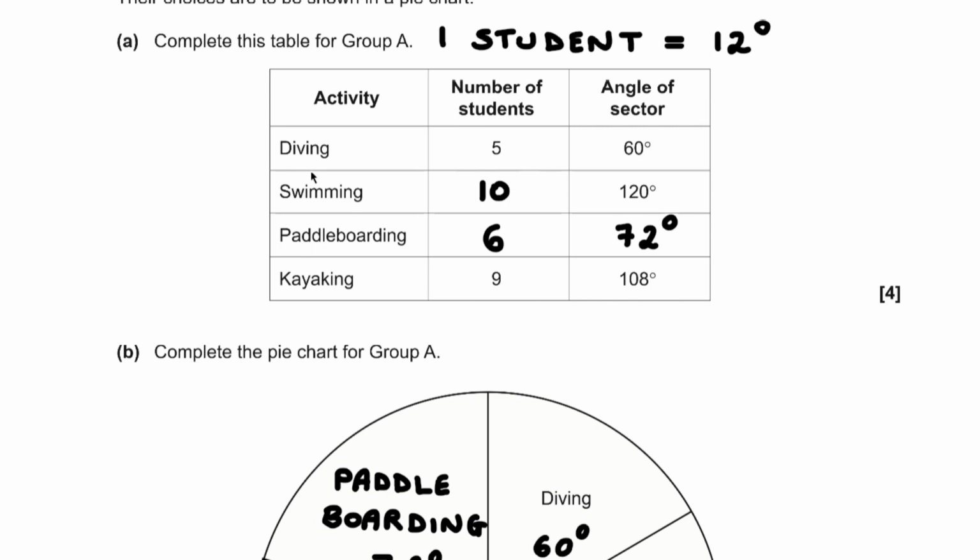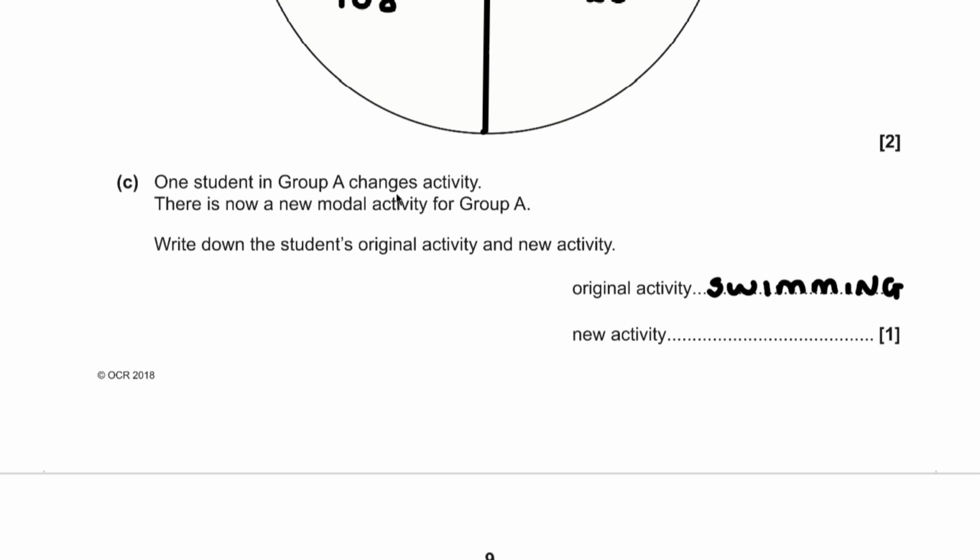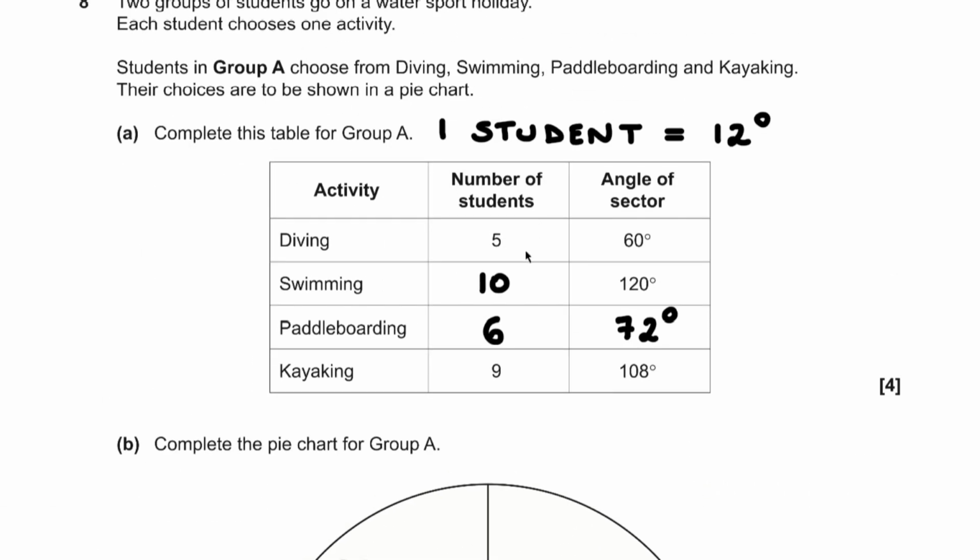So let's think about what the new activity will be. One student changes activity. So swimming is reduced by 1, and then there's a new mode. So if I now change swimming to 9, one of these has to go somewhere else. Now, if I increase driving, that turns it into 6. It's not the mode. If I change paddleboarding to 7, that's not the mode. Whereas if I change kayaking to 10, so the student leaves swimming and joins kayaking, that means my new mode is kayaking.